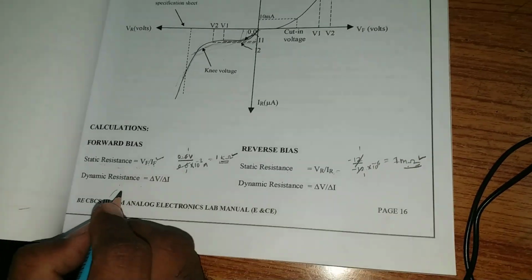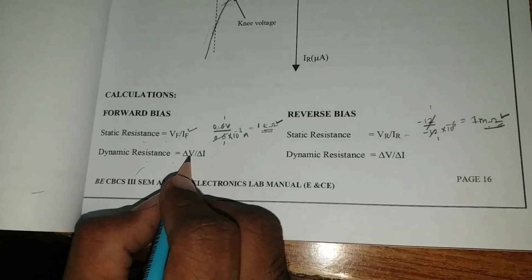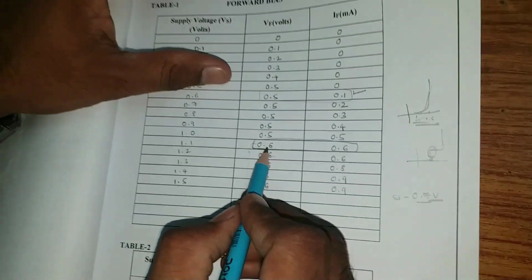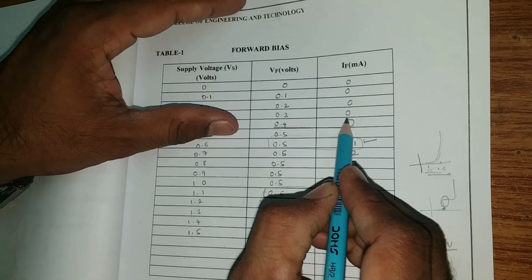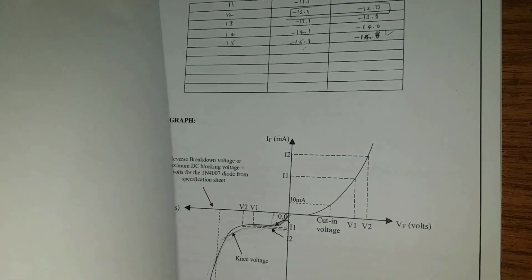The next one, dynamic resistance. Dynamic is nothing but AC. AC means change in voltage with respect to change in current. So what change you need to take? Before the cut-in voltage and after the cut-in voltage. Before the cut-in voltage I am taking 0.4, and after the cut-in voltage I am taking 0.6. So this is the change in voltage.